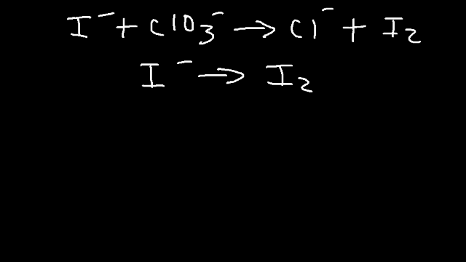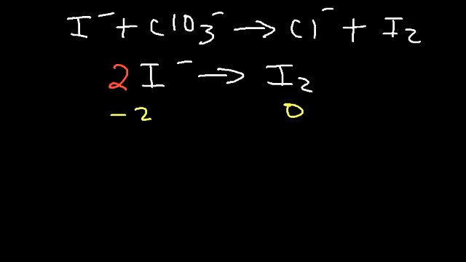Now the first thing you want to do is you want to balance the atoms. We have 2 iodine atoms on the right side, so we need to put a 2 in front of I- on the left side. Now the next thing we need to do is we got to balance the charges. Notice that the net charge on the right side is 0, but the net charge on the left side is -2. 2 times -1 is -2. So how many electrons do we need to add? The difference between 0 and -2 is 2. So we need to add 2 electrons.